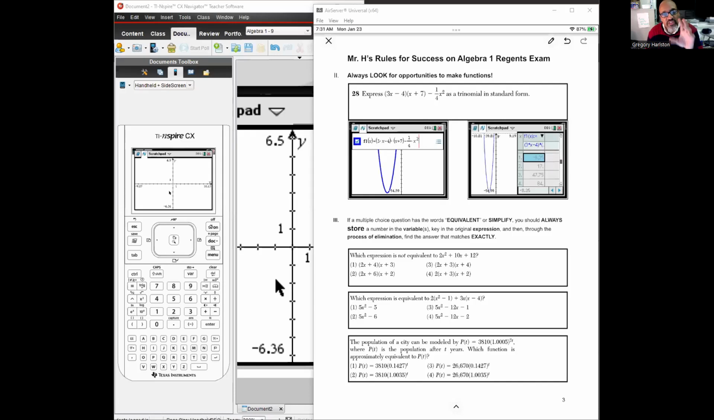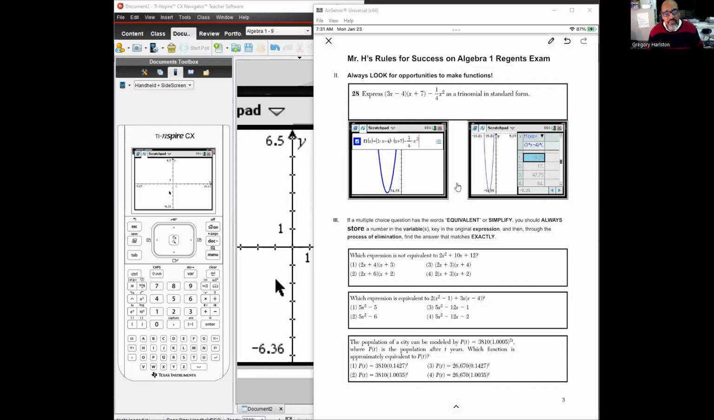Hey guys, I'm going to do one question off of page 3, but I'm going to show you how to do it using the calculator. And then I'm going to show you how to do it without the calculator, because you should be able to do it without the calculator as well. But if you have to use a calculator, by all means do that.